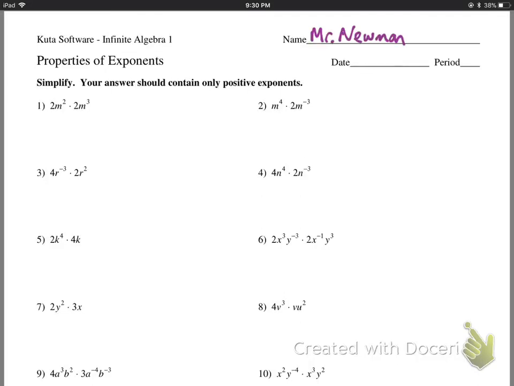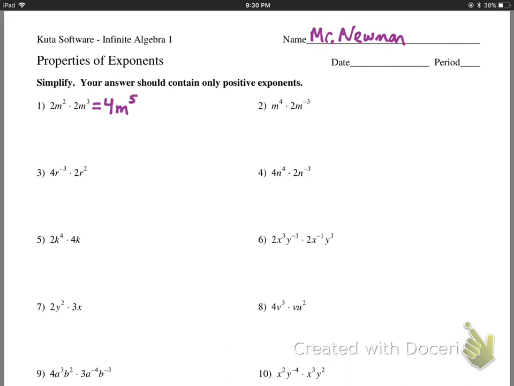I'm just going to show you a real quick video on a few example problems for properties of exponents. So first of all, notice that when we multiply, you multiply the coefficients, that means the number out in front, multiply by each other, so 2 times 2 is 4, and the exponents, or the powers, get added together, so 2 plus 3 is 5.